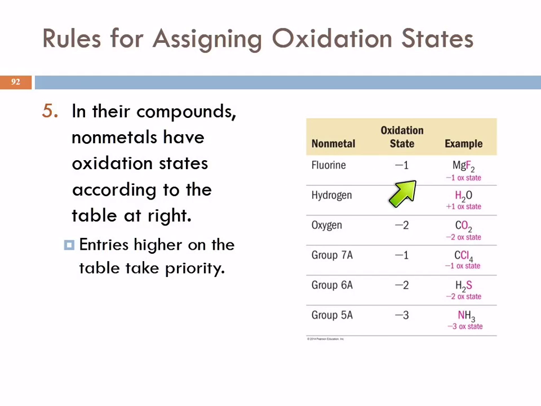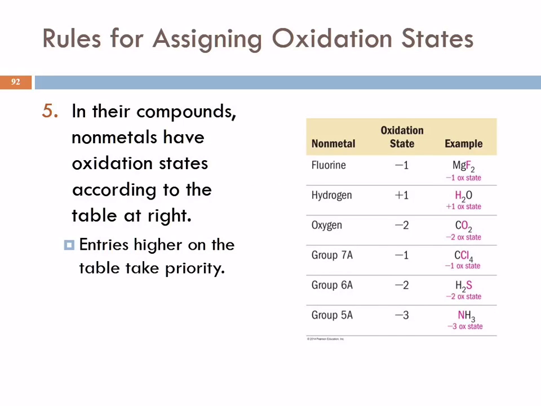Fluorine gets to be -1. He gets first choice. Hydrogen gets to be +1. Oxygen gets to be -2. And then we go in order of group number 7, 6, and 5. Now, this is a table that you need to memorize.